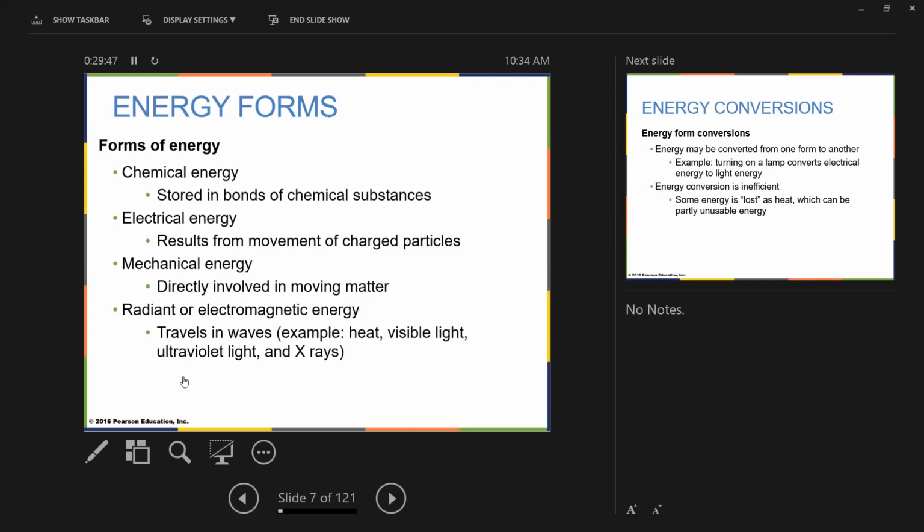Electrical energy are charged particles, positive and negative charged particles. You plug something into the wall and you tap into that. You plug your charger into the wall and you charge your phone. Okay. We store electrical energy in the form of chemical energy in our batteries. But electrical energy is very, very important to us.